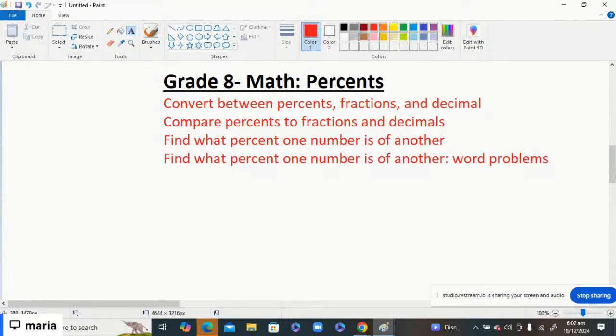So today we are here for grade 8 maths. The chapter we discuss today is percents.